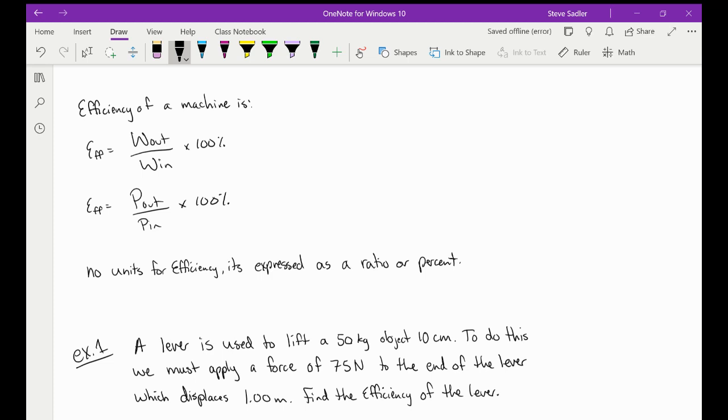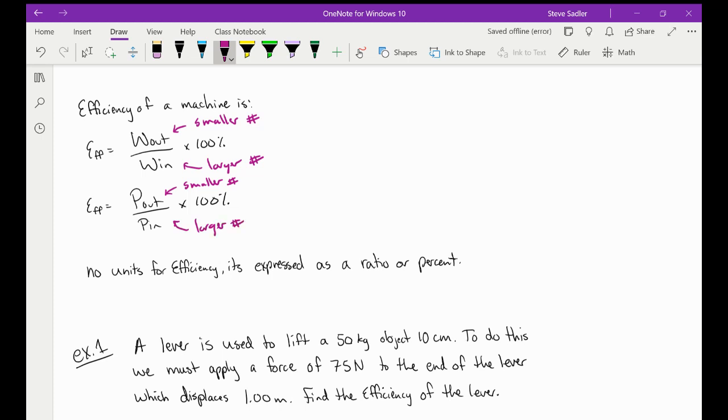There are no units for efficiency. Obviously, if it's work over work, those are going to cancel, or power over power, those are going to cancel. But we will express it as a percent or as a ratio. Just a reminder, this one should be the smaller number, and this one should be the larger number. We can't have a machine that's more than 100% efficient. Again, with this one, smaller number, and this should be the larger number.